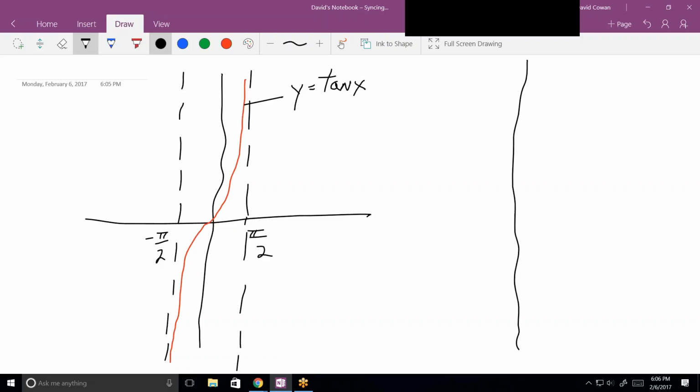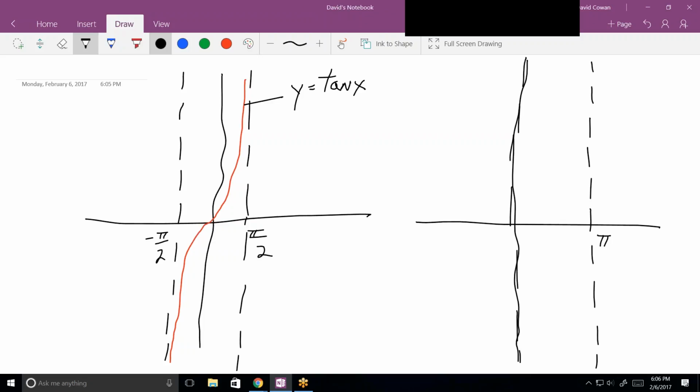And if we look at the cotangent curve, its asymptotes go from 0 to pi, and then every pi after that. In other words, there's a vertical asymptote right there. And the cotangent curve is always decreasing. So notice that it is almost a reflection of the tangent curve.